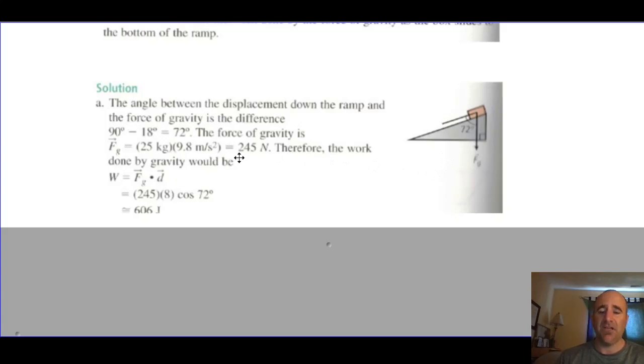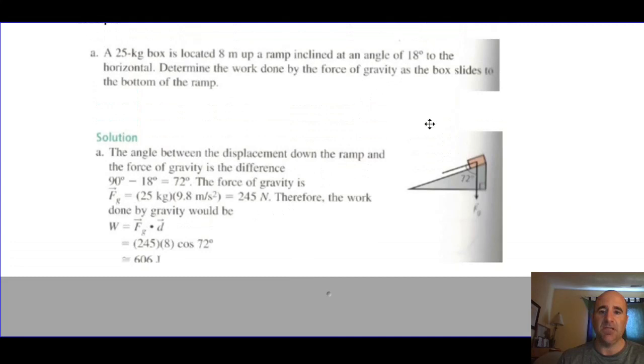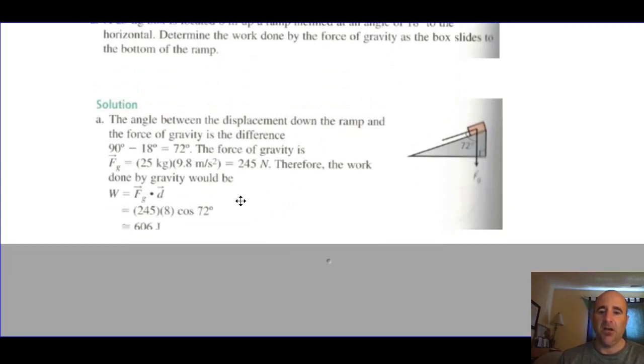The force of gravity has a magnitude of 245 newtons, 25 kilograms times 9.8 meters per second squared, okay, the force due to gravity, or newtons per kilogram is usually what I write instead of that, but it's fine. Therefore, the work done by gravity is the force due to gravity dotted with the displacement, which is 245, the magnitude of the force of gravity, times the magnitude of the displacement, which is the 8 meters, okay, times the cosine of the angle between them, 72 degrees, and there's the answer.